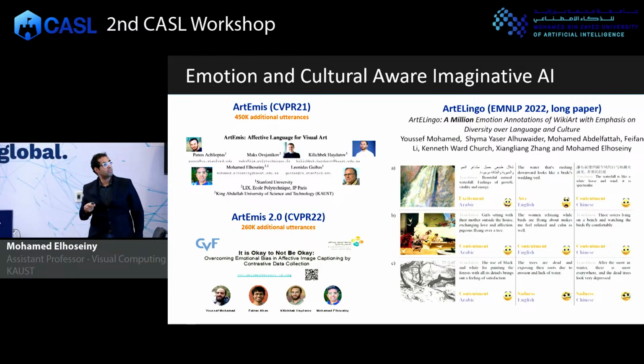Artemis 1 was in collaboration with Stanford, where I was visiting at that time, and École Polytechnique. Then Artemis 2 and ArtEmotion-Lingo. Artemis 2 appeared at CVPR this last year, and Lingo appeared at last EMNLP, which was in Abu Dhabi last December. And these are more like a data set collected on more than 80,000 visual stimuli, 80,000 images.